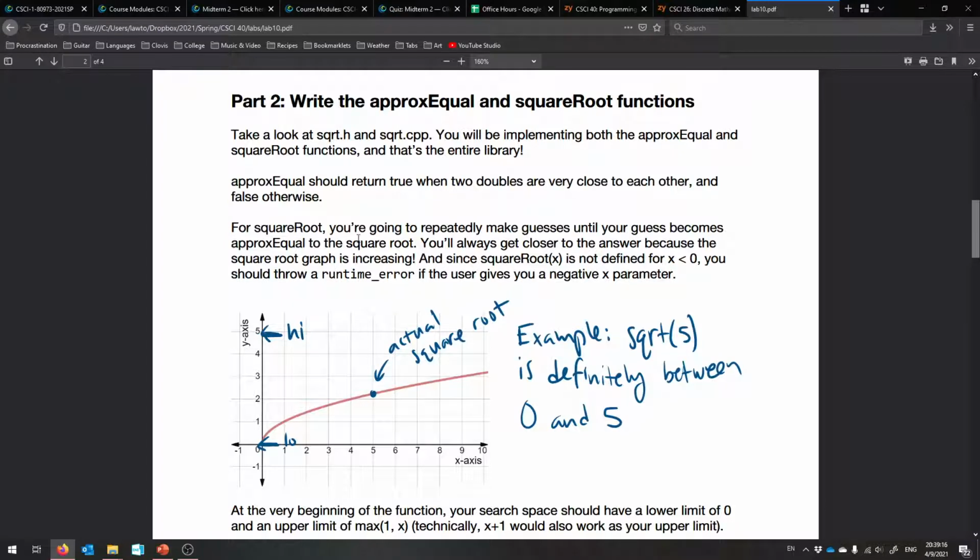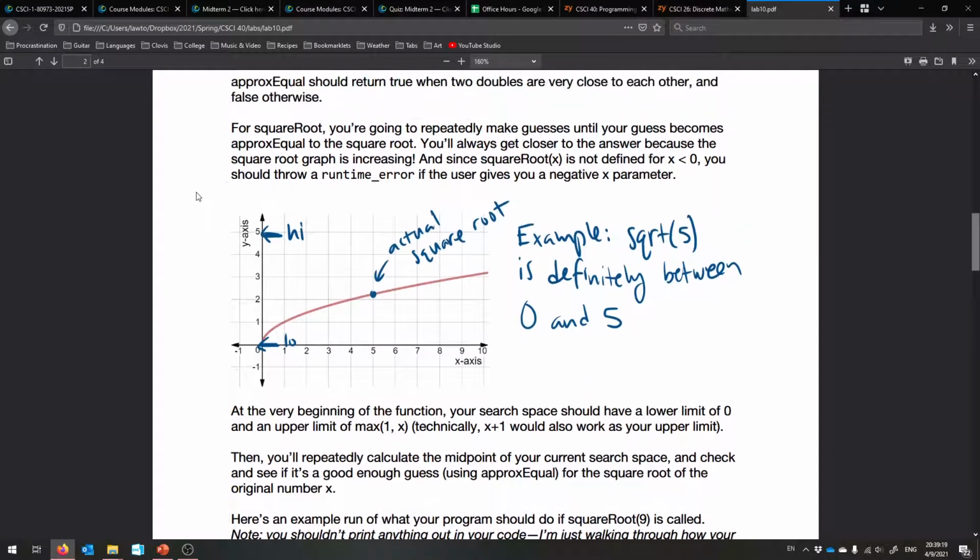The idea of square root, let me try and explain this again. You're going to make a bunch of guesses until the guess you've made, and it may take a while to get there, is finally approximately equal to the square root. You can check that by squaring your guess. You will continue to get closer and closer as you chop off your search space. You'll find a mid element and decide to search upwards or search downwards.